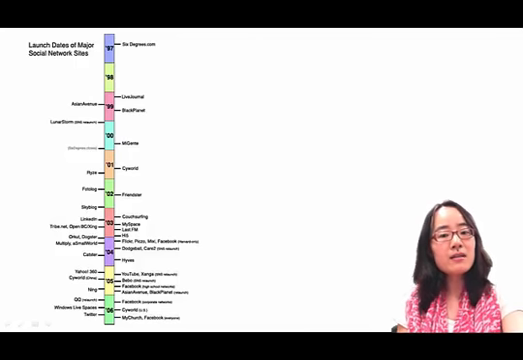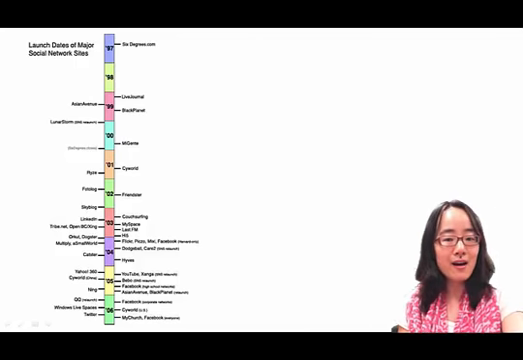In this paper, they also provided a brief timeline of the development of SNS. Note that it does not include anything after 2007. Actually, quite a few on this list have since disappeared or have gone through a total transformation.